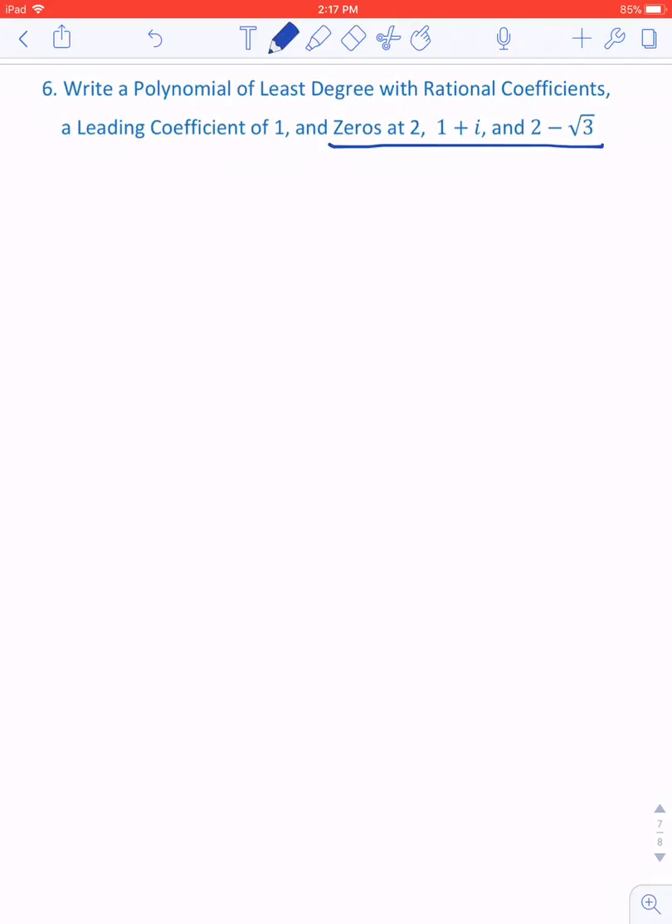First step is to write out your zeros. What is a given zero? 2 is our first given zero. What's the next one? 1 plus i.